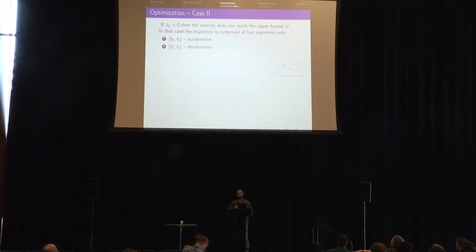The second case is the one where we only accelerate and decelerate. So basically, we're going to follow the same logic in the solution. We know that when we switch, the derivative of the velocity is 0, we know that we don't reach the bound on the velocity. And we can get values for the two co-states.